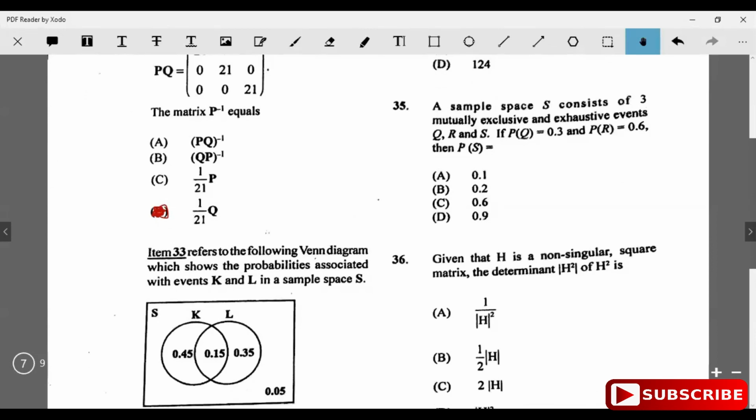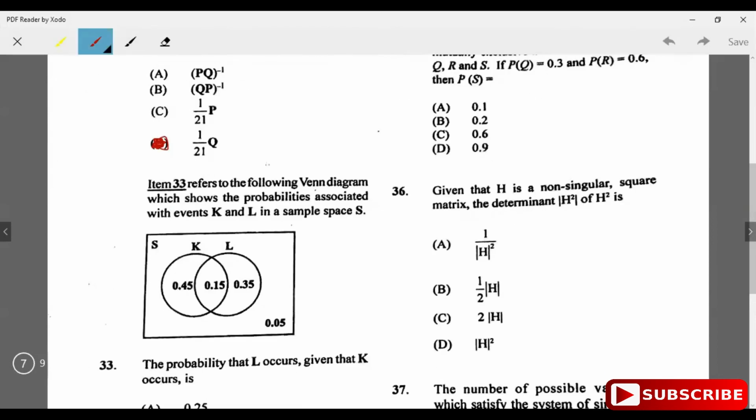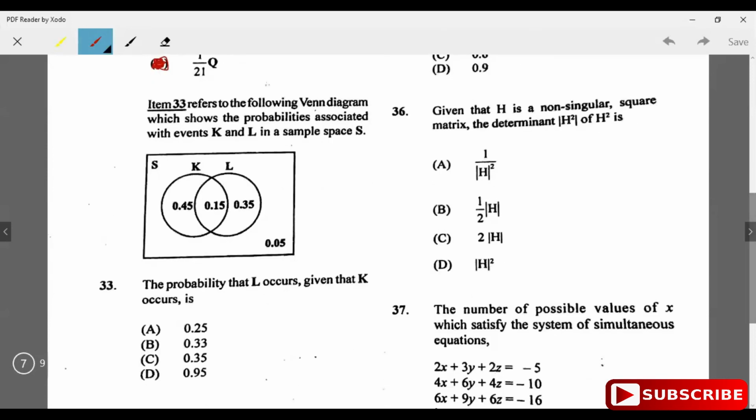Question 33. Another repeat question. Oh my God, 2017, they're so lucky. What's the answer? 0.25. Yes, 0.25, that was right.